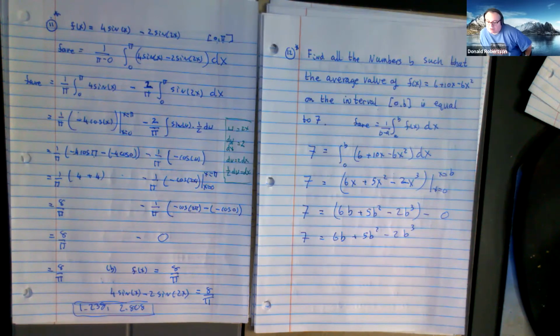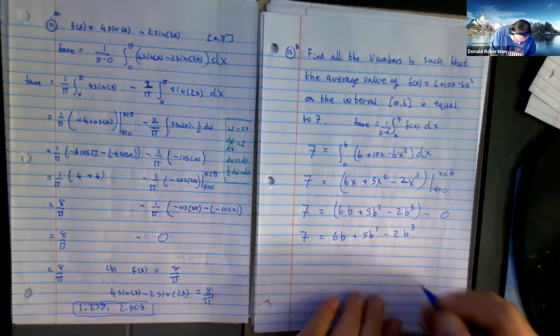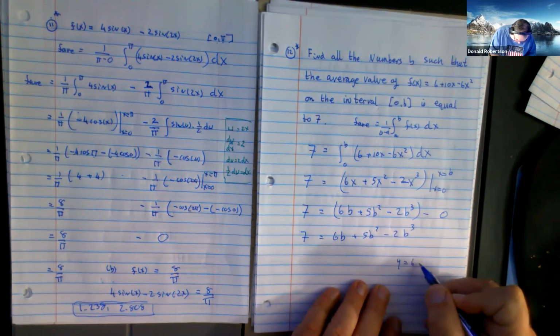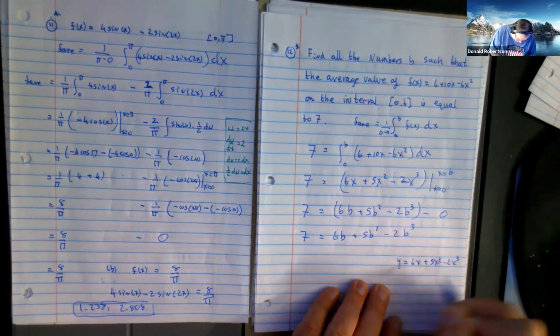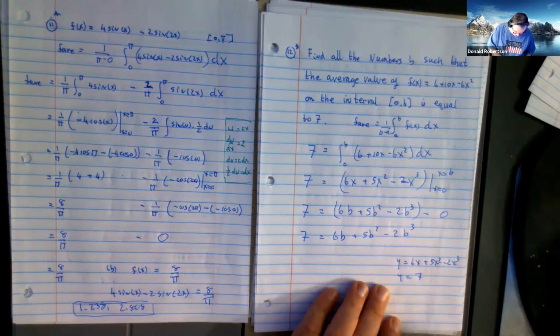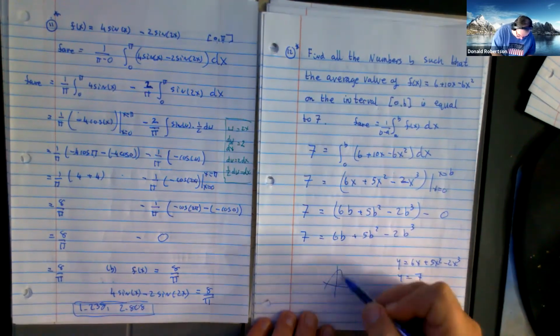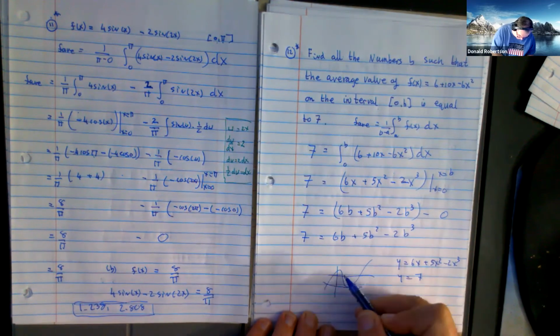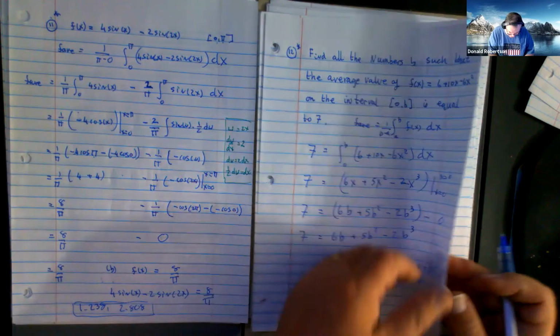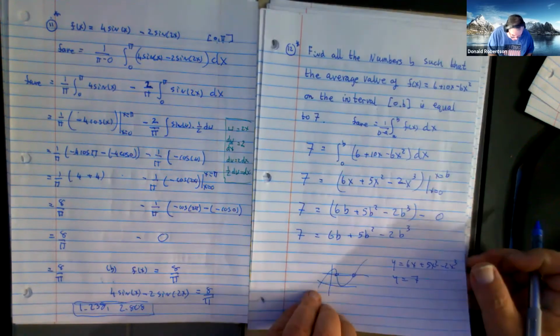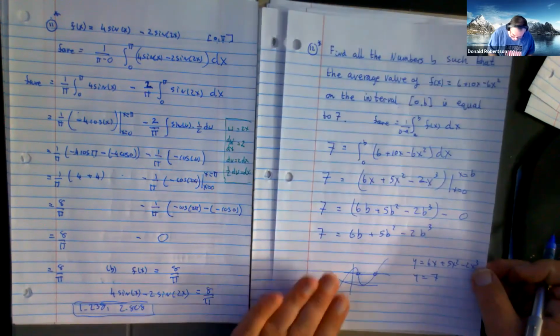Now, does that look to you like it's something you probably would do with Desmos? So go to Desmos, type in 6x plus 5x squared, take away 2x cubed, and do that guy. And whichever values cross is going to be your answer. So that was essentially, most of that's done.